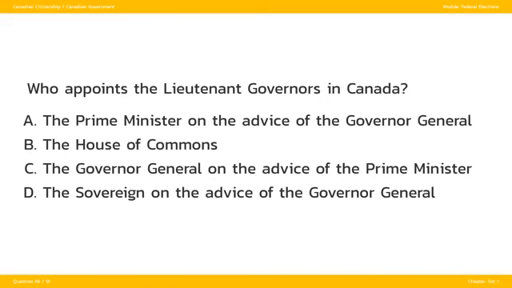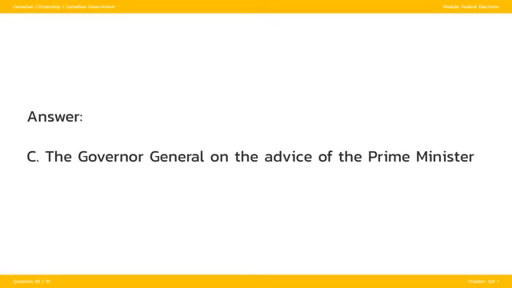Who appoints the lieutenant governors in Canada? A. The Prime Minister on the advice of the Governor-General. B. The House of Commons. C. The Governor-General on the advice of the Prime Minister. D. The Sovereign on the advice of the Governor-General. The answer is C. The Governor-General on the advice of the Prime Minister.